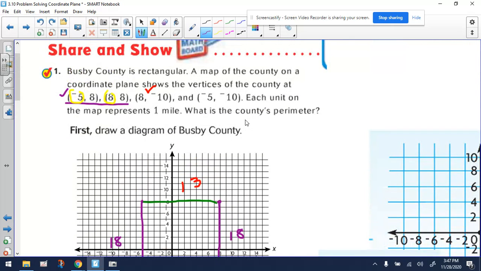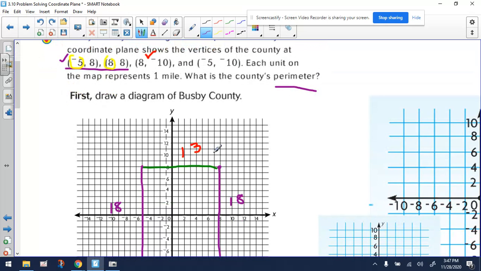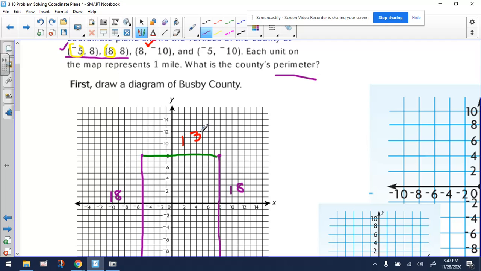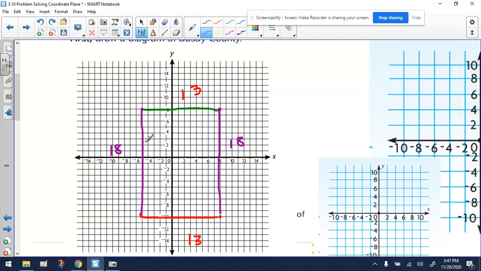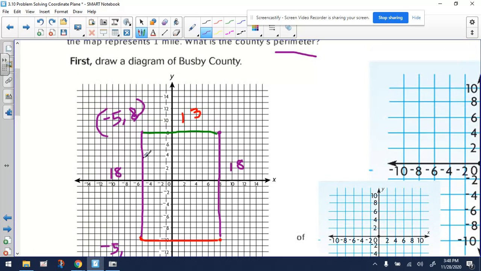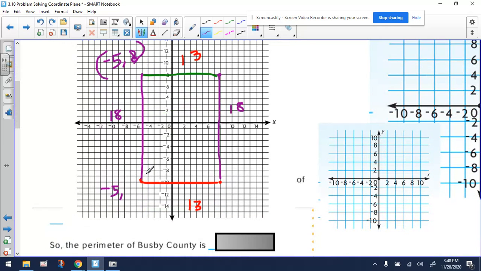Now, if they're interested in the perimeter, then they're interested in the distance going around the figure. So that means we would have to add the 13 and the 13 and the 18 and the 18. Now, I just want to show you another way that we can come up with this 18. If we think about what was this point right here? This point was a -5, +8. And if we think about what was the ordered pair for this, this was a -5, -10. -5, that's this, right? -5, -10.